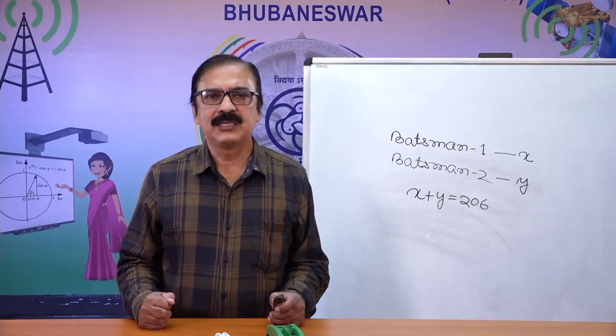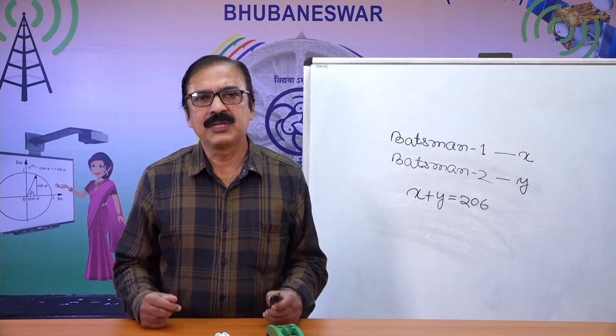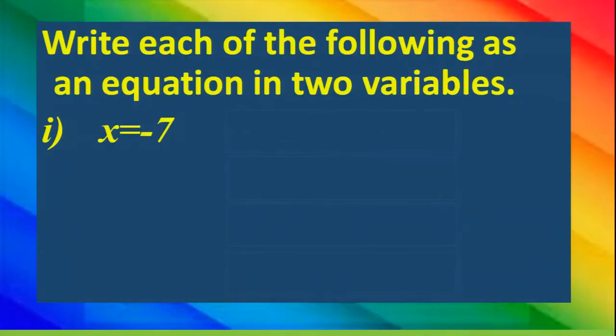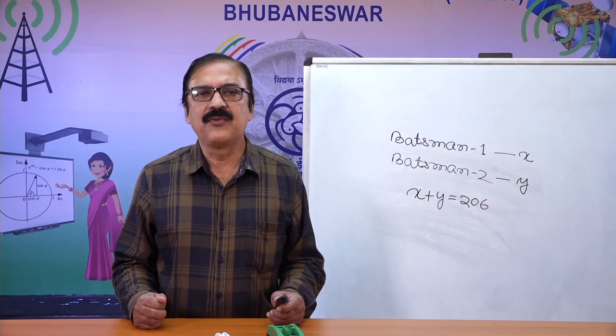Now let's see some other types of equation and how to represent them in general form. x is equal to minus 7. Here we have only one variable. How to represent it as an equation of two variables?